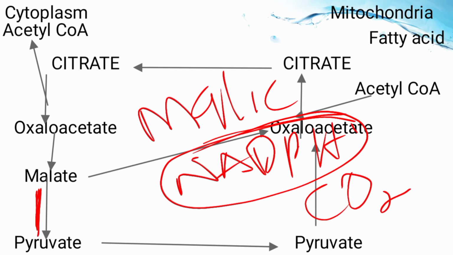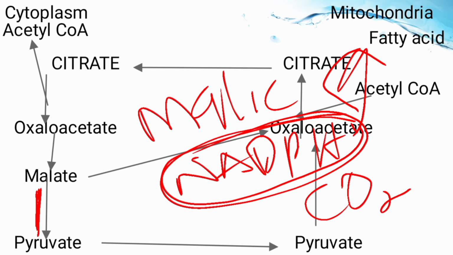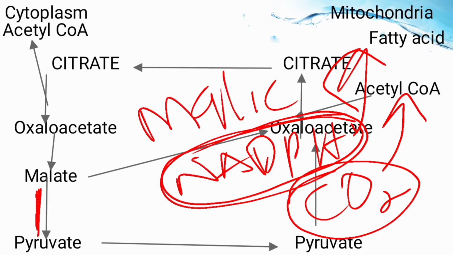So this NADPH produced is actually going to be used in the synthesis pathway, because NADPH is involved in synthesis, while NADH is involved in degradative pathways. So this NADPH is involved in the synthetic pathway. This carbon dioxide is going to be used by acetyl CoA carboxylase, as you can see here.